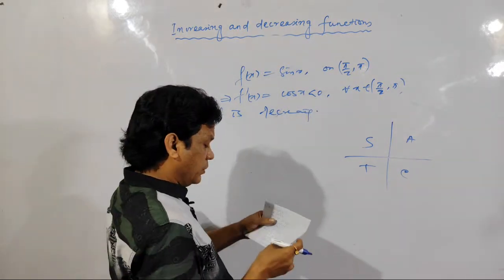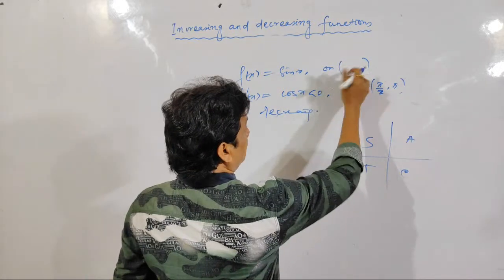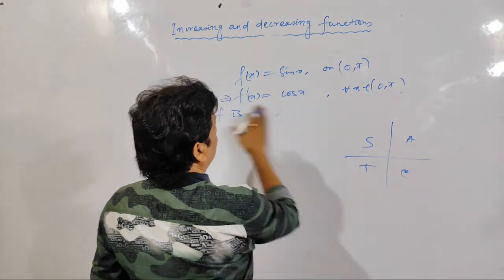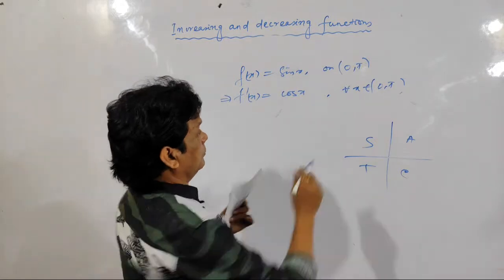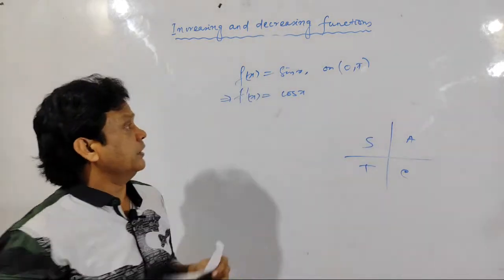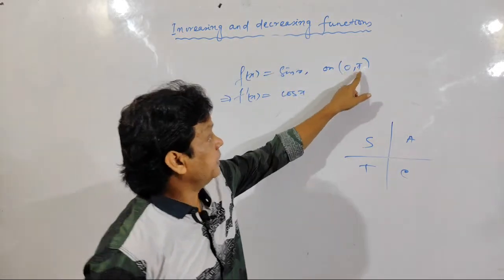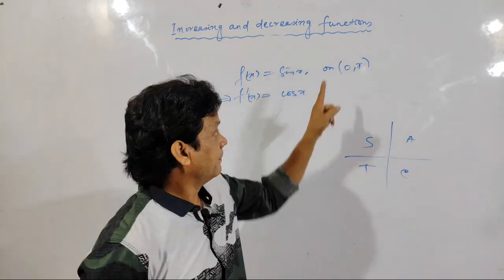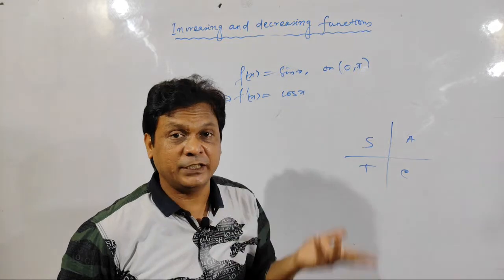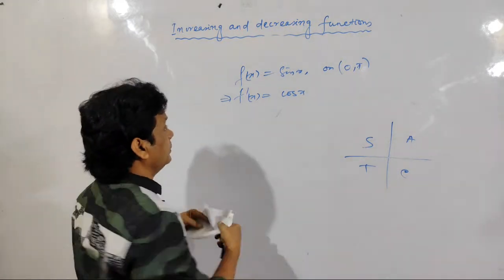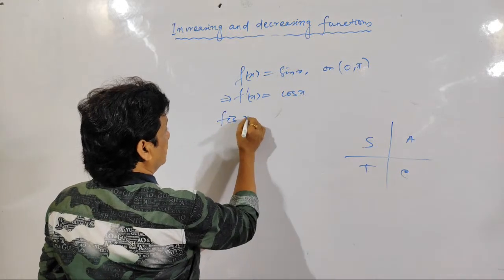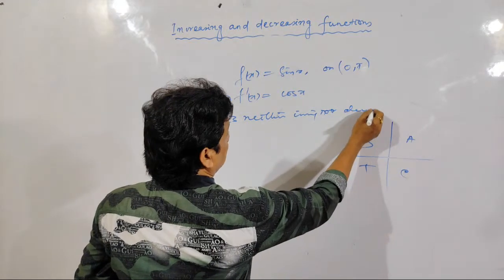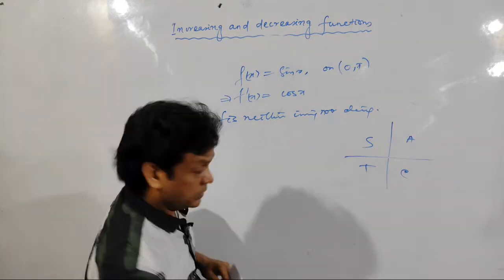Clear? Then the third question, it is 0 to pi. Same function, but interval is 0 to pi. So in this case, we cannot say whether it is increasing or decreasing, because in the interval 0 to pi, half portion is positive, half portion is negative. Clear? 0 to 90 it is positive, then 90 to 180 it is negative. So here f is neither increasing nor decreasing. Clear? Then another question.